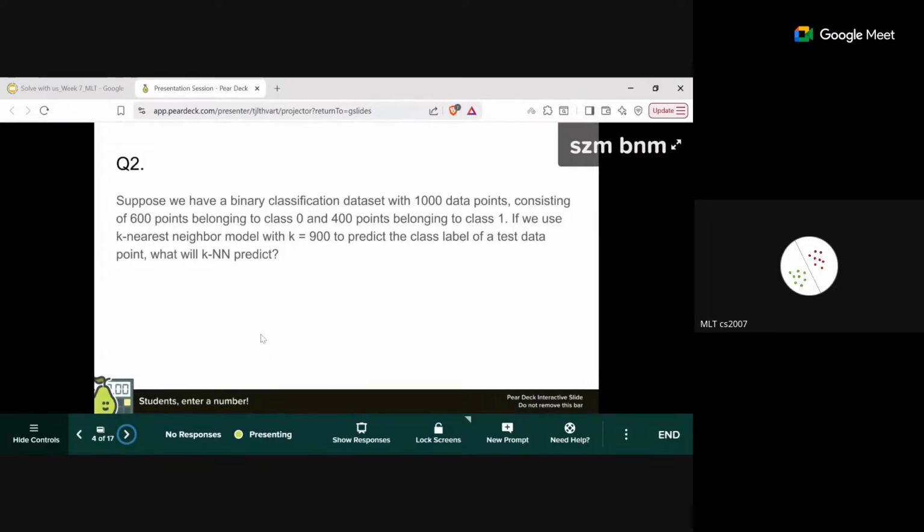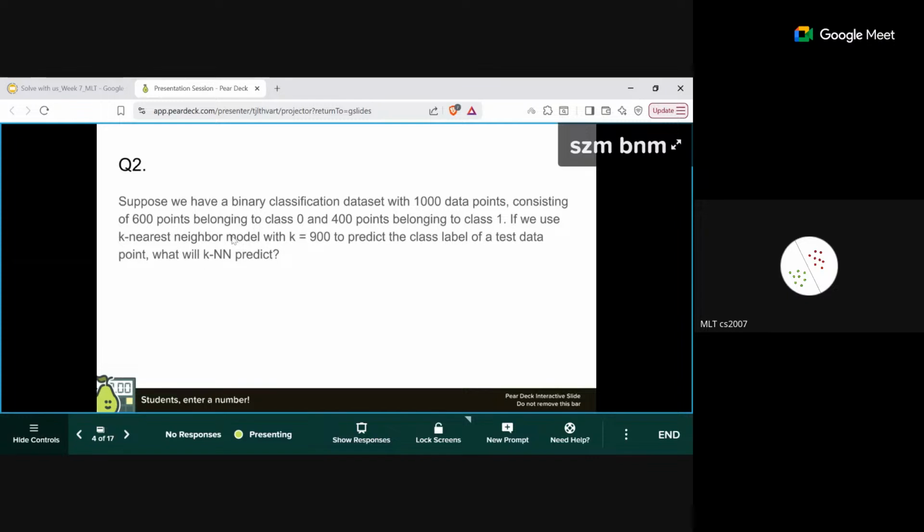So this is the second question. It says, suppose we have a binary classification data set. You have 1,000 data points, consisting of 600 points belonging to class 0 and 400 points belonging to class 1. If we use k nearest neighbor with k equal to 900 to predict the class label of a test data point, what will KNN predict? 0. Yeah, 0 is correct.